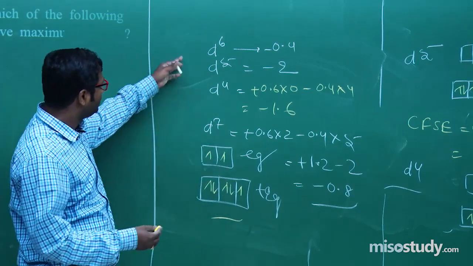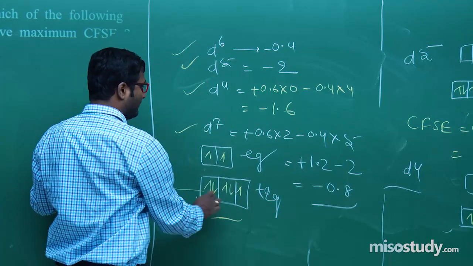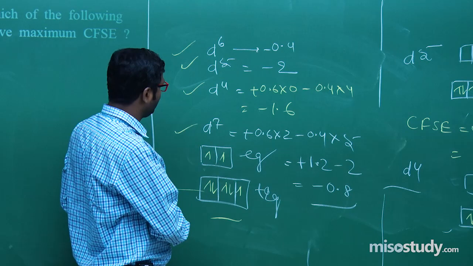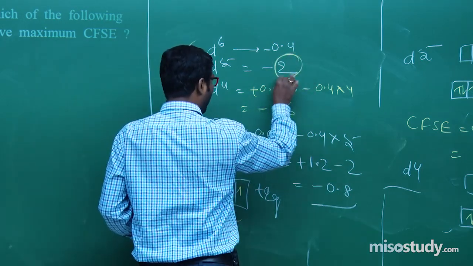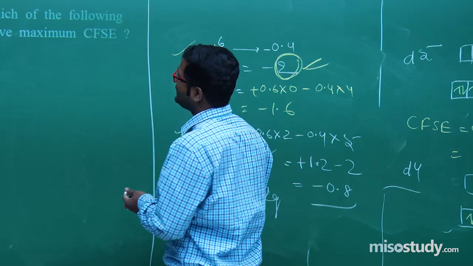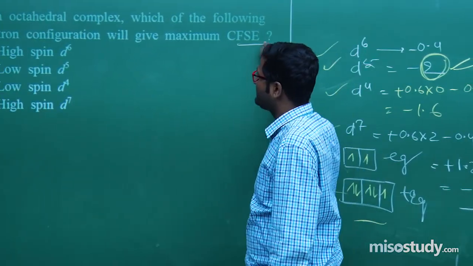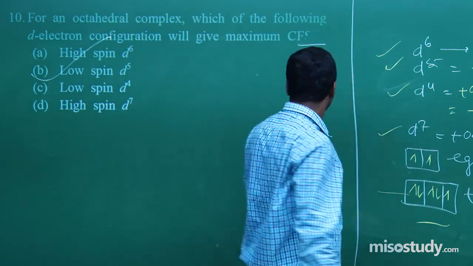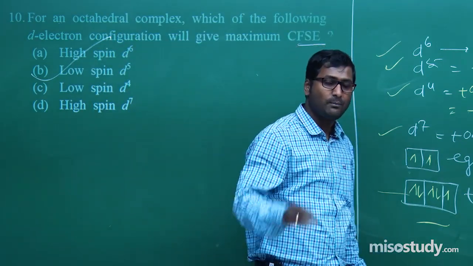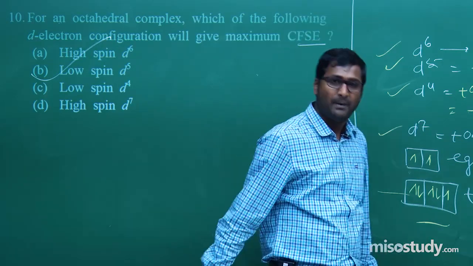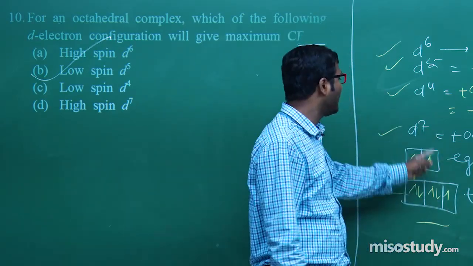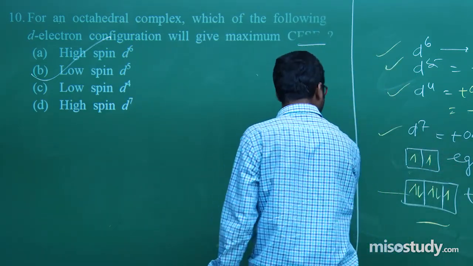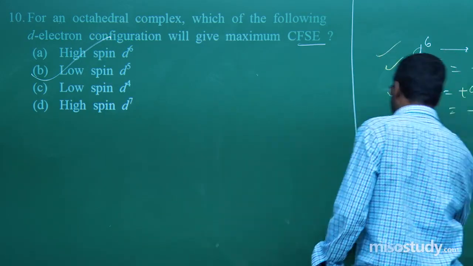So for all d6, d5, d4 and d7, which one has the high value of magnitude? If I talk about d5, it has the high magnitude, 2. So which will give the maximum CFSE? That is low spin d5. For high spin, first of all singly occupied, but for low spin, first paired, then we move to the next, from t2g to eg. Clear to you? Now friend, I am going to rub this part. I think now you can easily solve such kind of question.